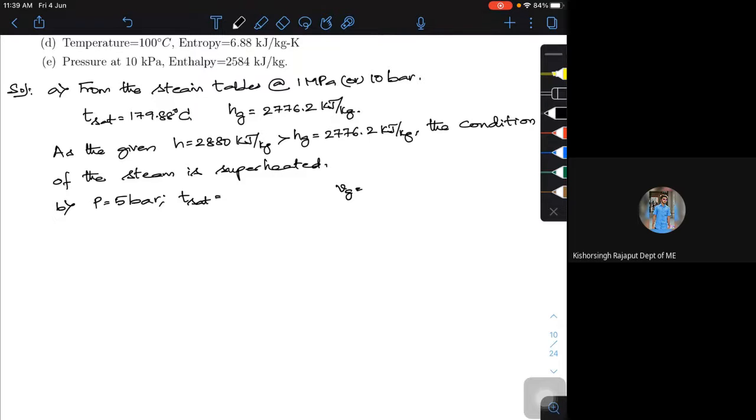Other than Mohit, someone else? 151.86 degrees Celsius. What is your Vg? That is the specific volume of dry steam. 0.374 meter cube per kg. Okay, now we'll come back to the steam tables.